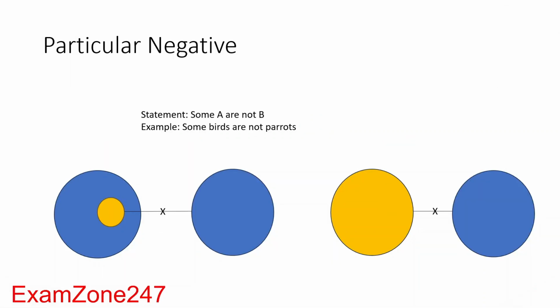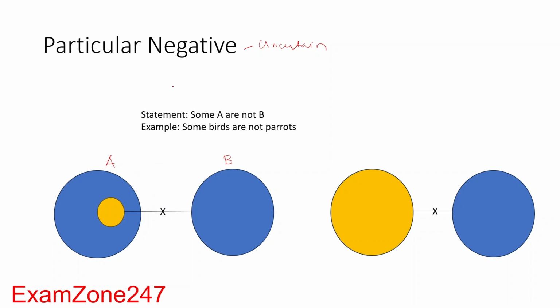Okay, let us look at the particular negative. Here these statements are always uncertain. That means they have more than one possibility. Let us look at the first and the basic possibility, some A are not B. Now we will consider this as A and this is B. Accordingly, when I tell you to draw some A are not B, you will draw and circle some part of A and tell that these are not B. Okay, this is how you will draw.